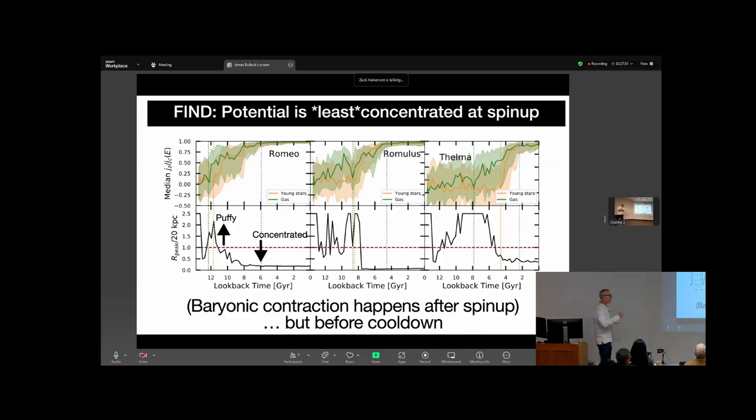But after spin up, that's when something like baryonic contraction drives the rotation curves to become peaky, and subsequently they become concentrated. So the disks start to form, and then the rotation curves get peaky, which is kind of interesting. And it could be that that is also driving inner CGM virialization, because it's all happening at once.